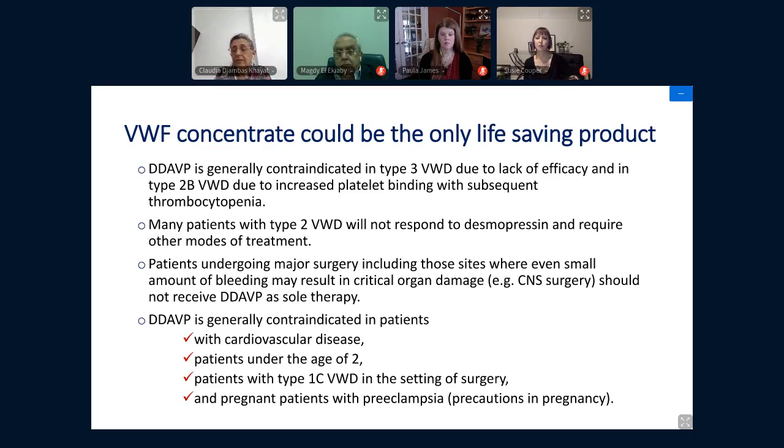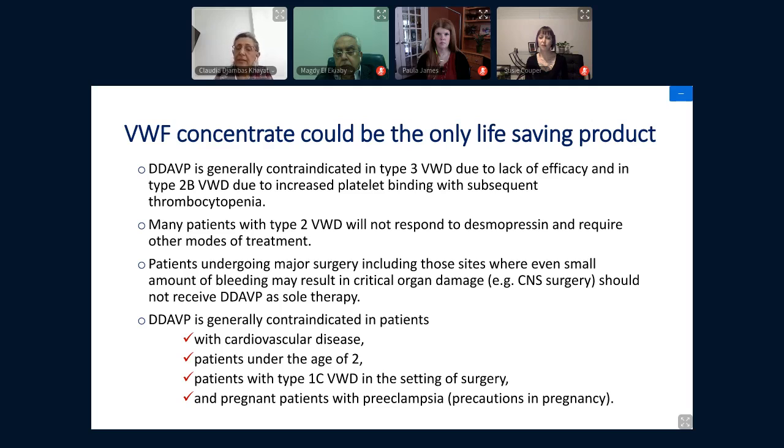Von Willebrand concentrate: we have to remember that DDAVP is very good, but it's not the only treatment, and sometimes von Willebrand concentrate could be the only life-saving product. And so we must advocate to have this product, mainly with health authorities, because they are the ones who will pay for it. So we have to tell them that DDAVP is not the treatment for everything.